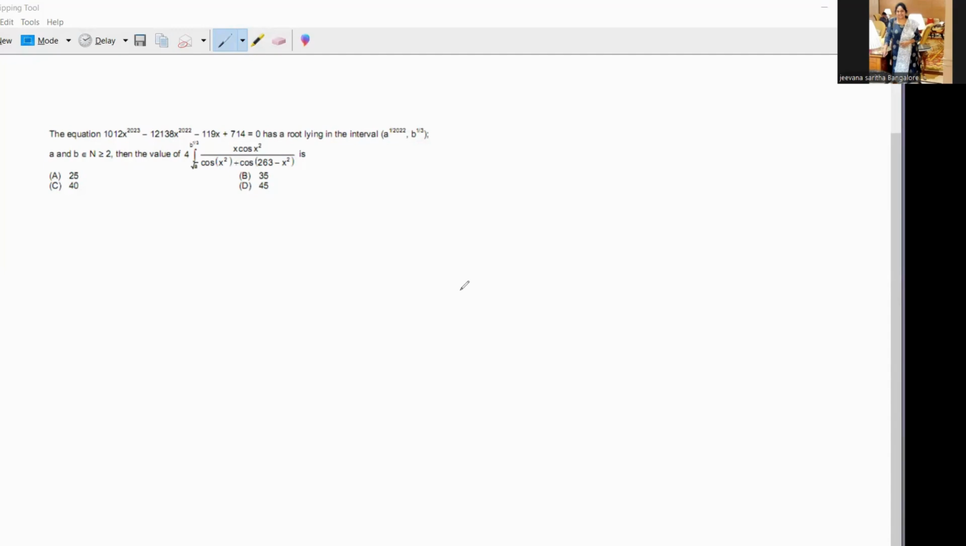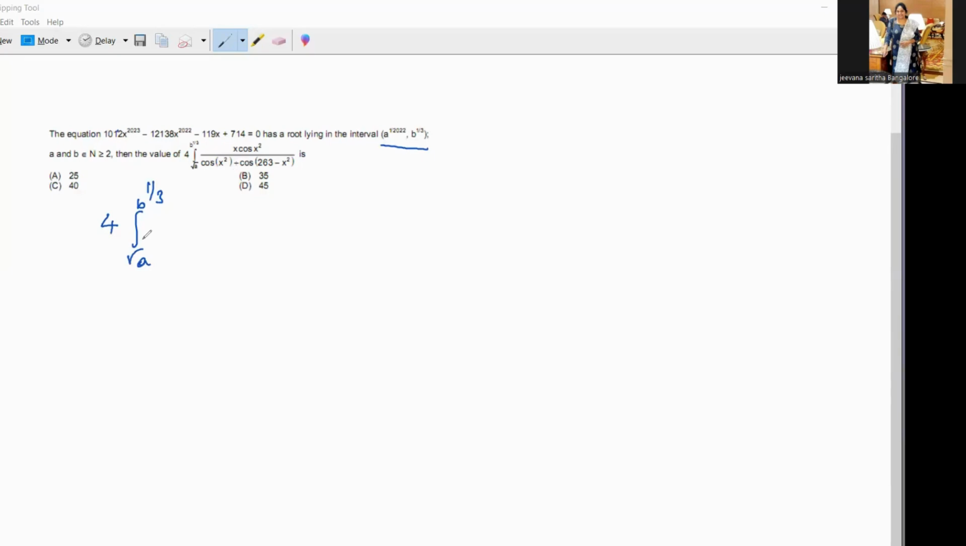So let's see this question. An equation is given which has a root lying in the interval a raised to 1 over 2022, b raised to 1 over 3, where a and b belong to natural numbers greater than or equal to 2. And we need to evaluate this integration. So basically we have to find the integral. So let us take that integral.